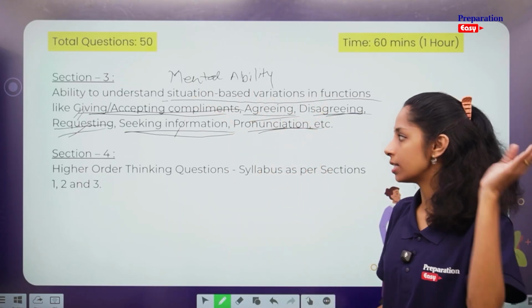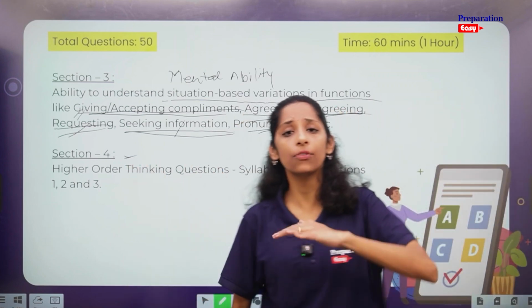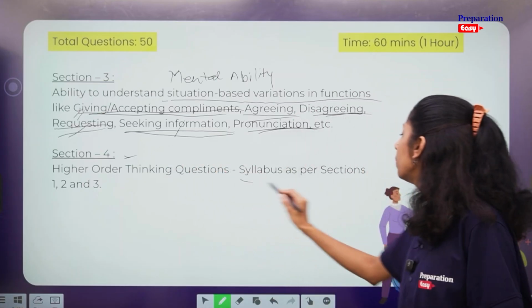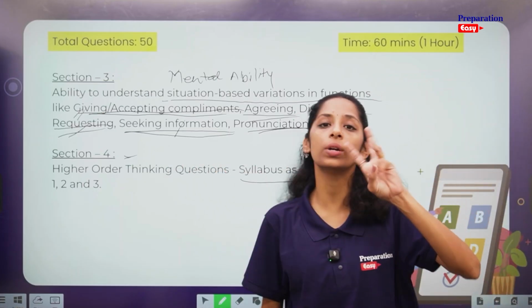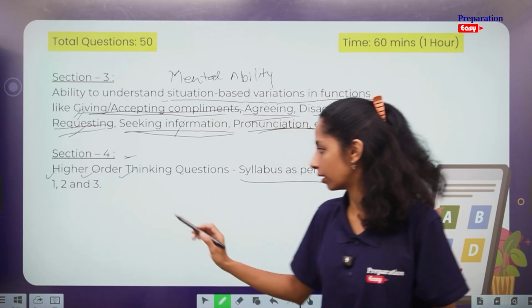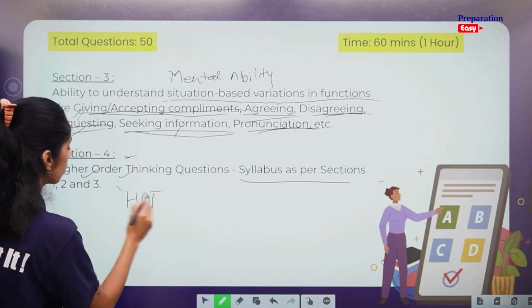the functions. And when it comes to section 4, as I said 1, 2, 3, 4, section 4, the syllabus is as per sections 1, 2 and 3, but in higher order thinking. So we call it like HOT questions.